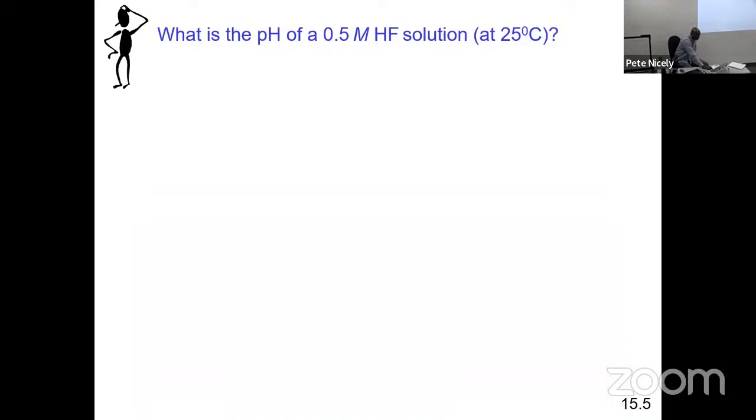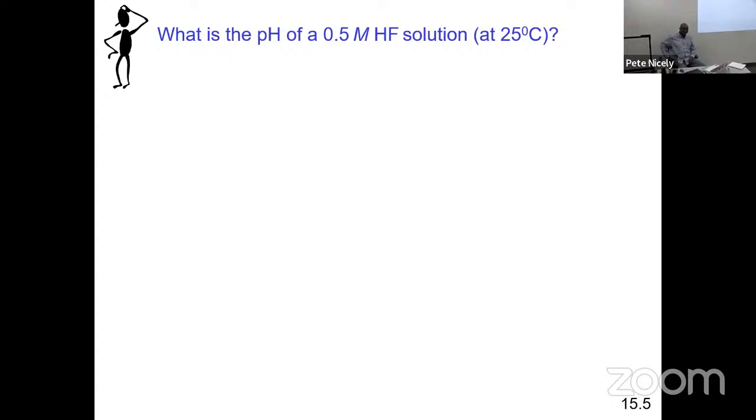Okay, so we can see if we can apply what we have just learned. This question is asking, what is the pH of a 0.5 M hydrofluoric acid solution? Whenever you're asked to find the pH or the pOH of an acid or base, you need to ask yourself, is this acid a weak acid? Hydrofluoric acid, you should all know by now, is a weak acid.